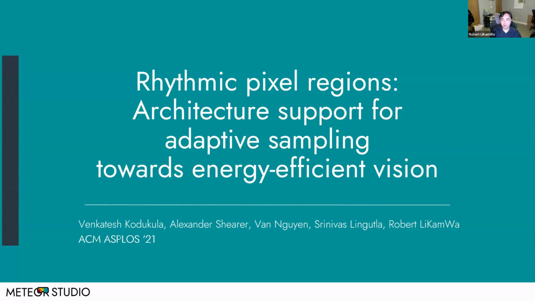But then we started thinking, can we think beyond the frame here? And so Venkatesh Kodukula and I worked on this paper for quite a while and eventually got it to ASPLOS 2021. It's a paper called Rhythmic Pixel Regions. So not just thinking about frames anymore, but thinking about, can we build architecture support for adaptive sampling?